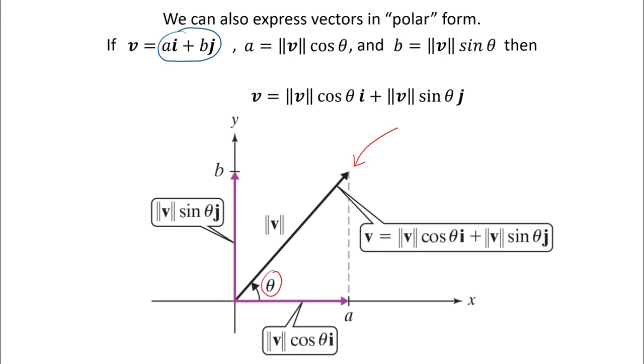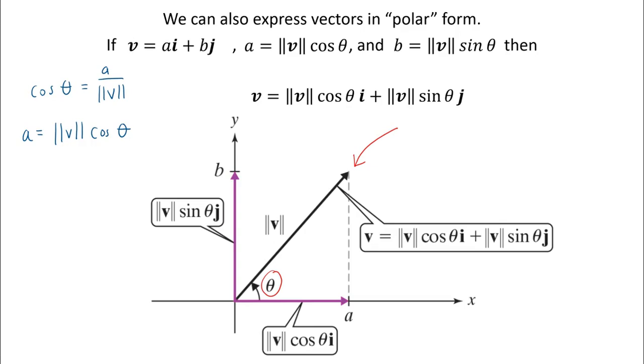So we need to come up with a slick way to rewrite a and b using the magnitude of our vector and our angle theta. Well, we know that cosine of theta is equal to a over magnitude of v, which means that a is equal to magnitude of v times the cosine of theta. So the first step to writing this in polar form is to replace the a with the magnitude of v times cosine of our angle theta.